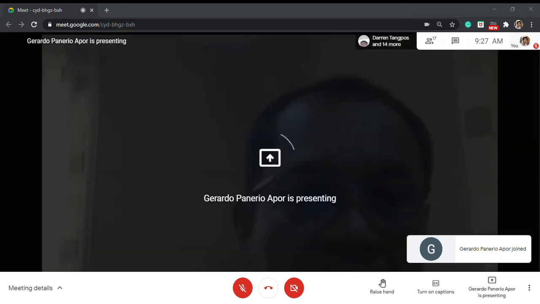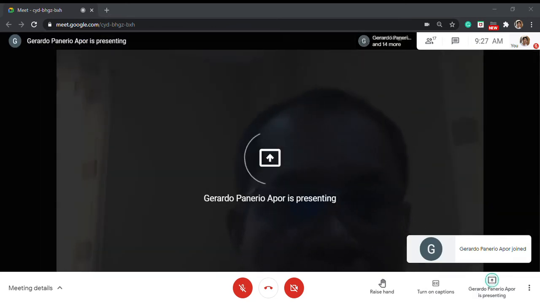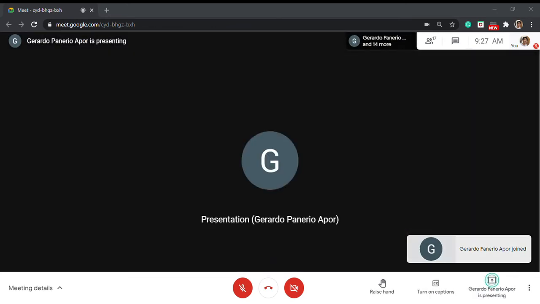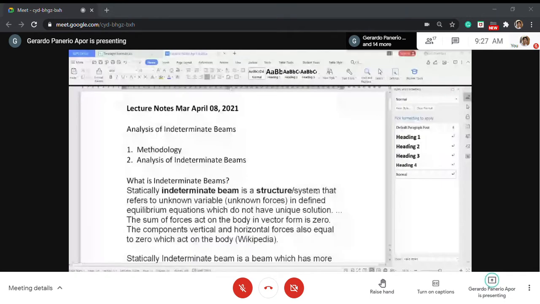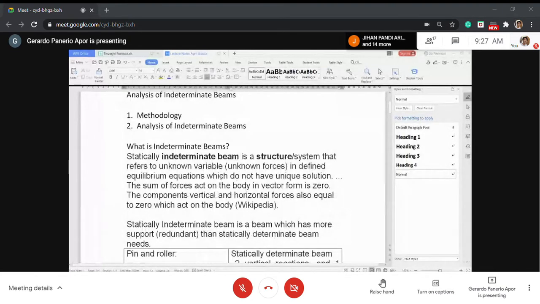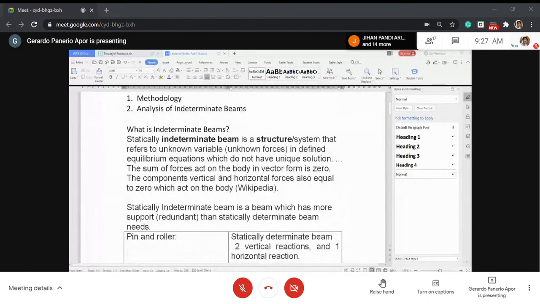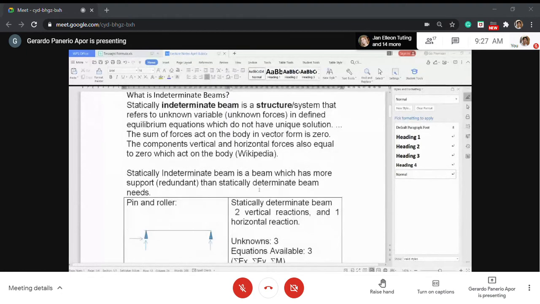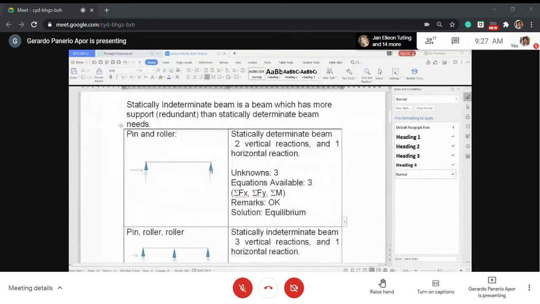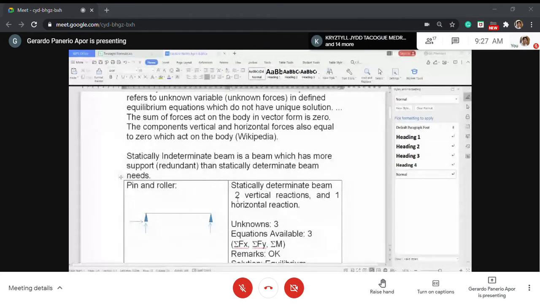So this is our topic for this morning, no? I just captured this from the last notes. So basically it appears from the last notes, no? The definition of indeterminate beams, okay, and how can you determine the degree of indeterminacy?